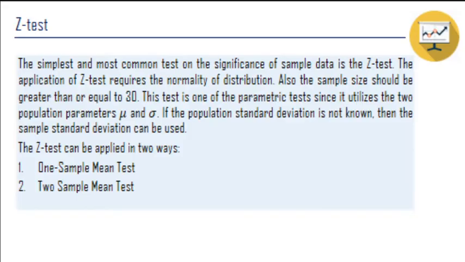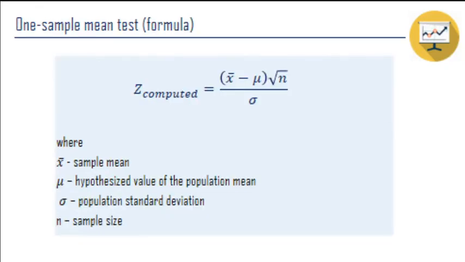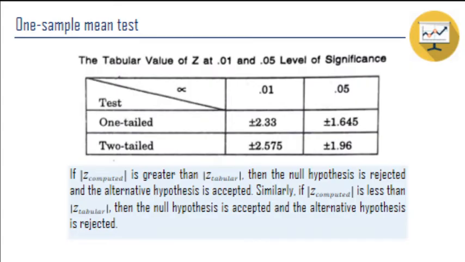The z-test can be applied in two ways: the one sample mean test and the two sample mean test. This is the formula for the one sample mean test. Z computed is equal to the quantity of the sample mean minus the hypothesized value of the population mean, times the square root of the sample size, all over the population standard deviation. This table is very important to determine the tabular value for the z-test. So we will use that later.